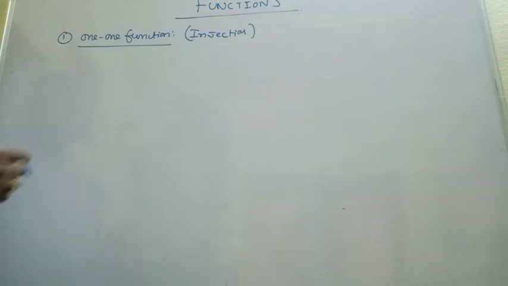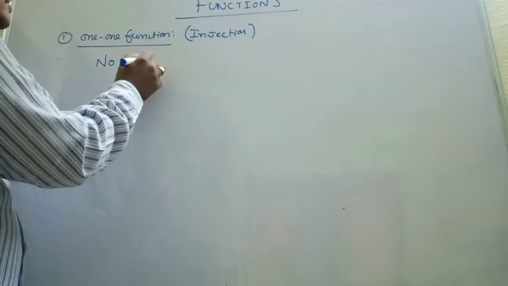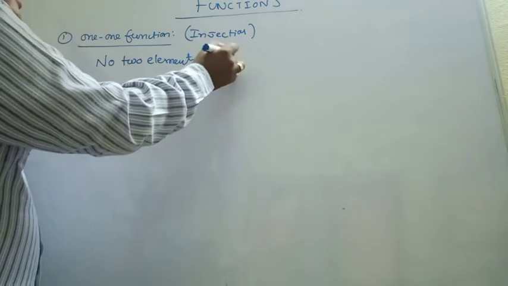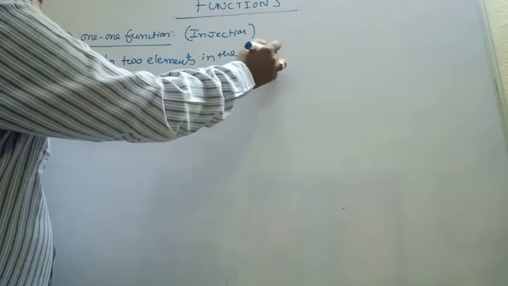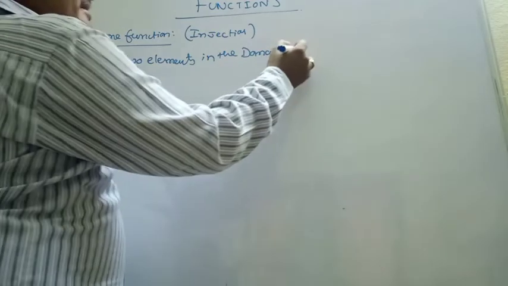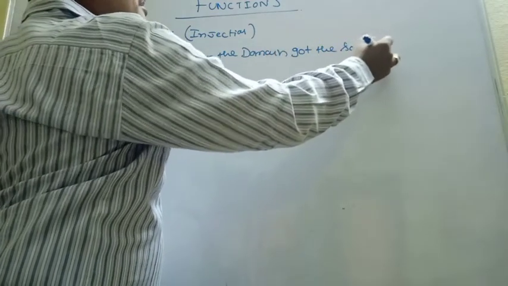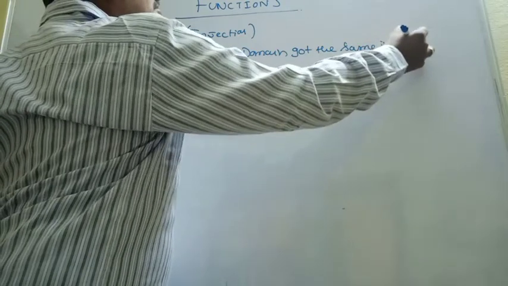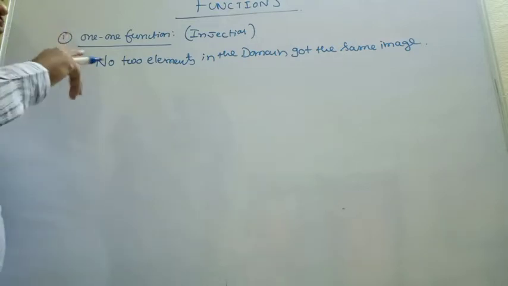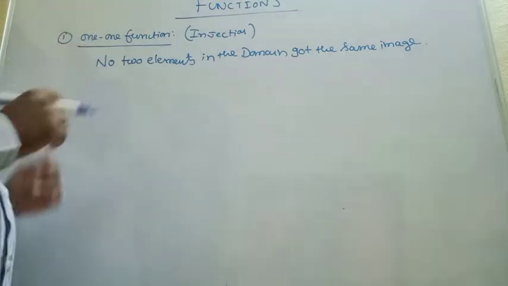No two elements in the domain got the same image. That means different elements in the domain will have different images.